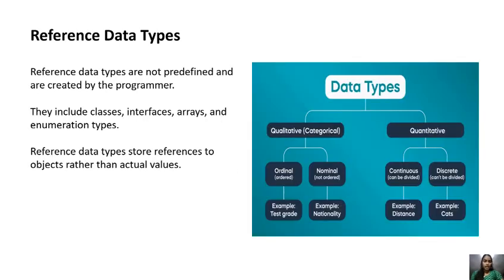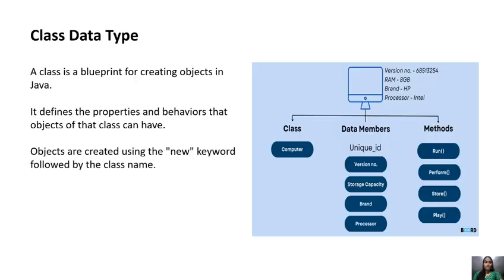Reference data types. Reference data types are not predefined and are created by the programmer. They include classes, interfaces, arrays, and enumeration data types. Reference data types store references to objects rather than actual values. Class data type. Let's see what is meant by class data type. A class is a blueprint for creating objects in Java. It defines the properties and behaviors that objects of that class can have. Objects are created using the new keyword followed by the class name.